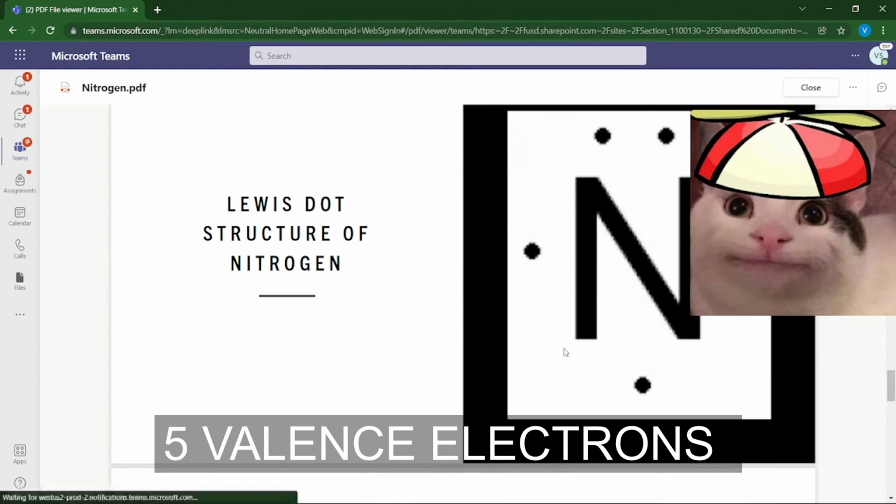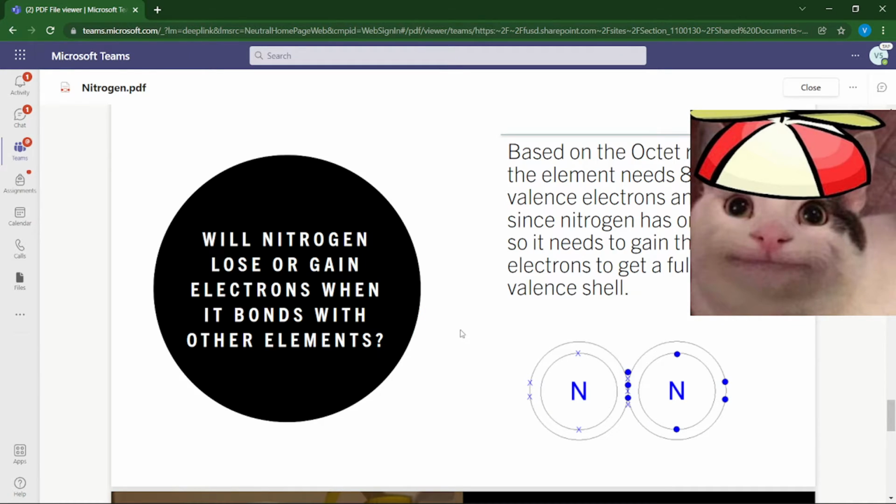The Lewis dot structure of nitrogen is basically the picture. Based on the octet rule, the element needs 8 valence electrons, and since nitrogen only has 5, it needs to gain 3 electrons to get a full valence shell.